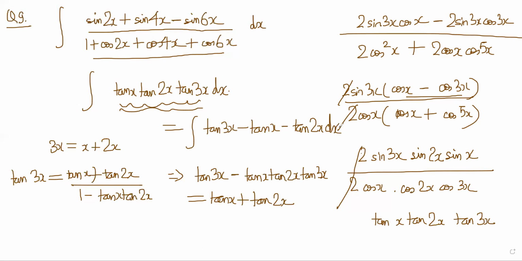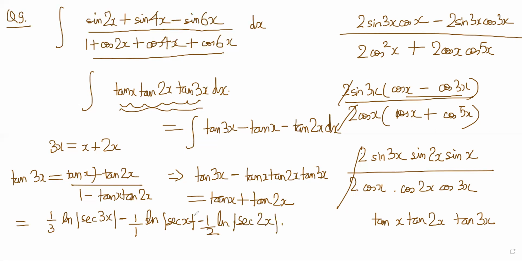Now this is 3 separate integrals, each of which we know the answer. It will be ln mod sec x for tan x. So therefore for tan 3x, it will be 1 by 3 ln mod sec 3x minus 1 by 1 ln mod sec x minus 1 by 2 ln mod sec 2x. So these are the answers that you will get.